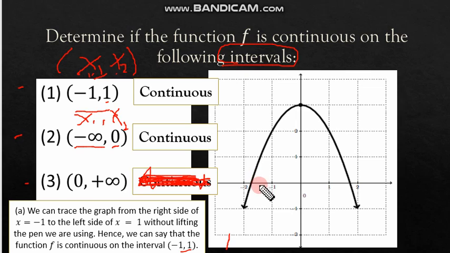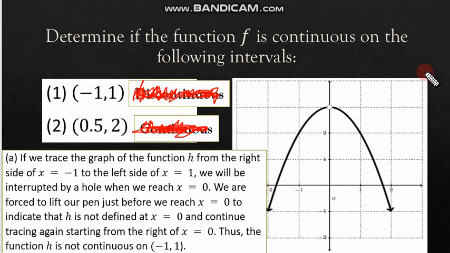For number 3, we will start at the right side of x equals 0 to infinity. So we will trace the graph to +infinity. There's an arrow here, so it means it is continuous up to +infinity. There is no interruption here. We did not lift our pen, therefore our function is also continuous on the interval from 0 to infinity.